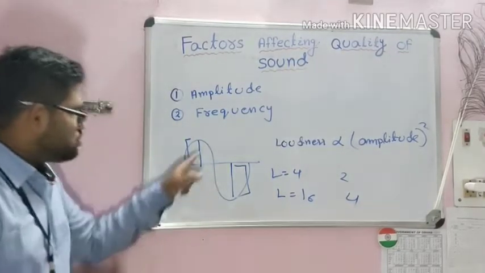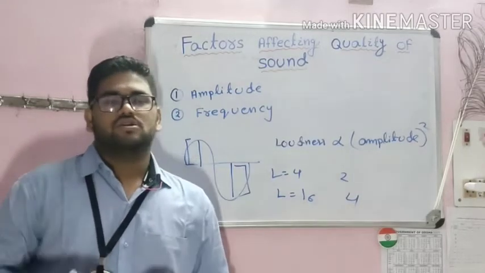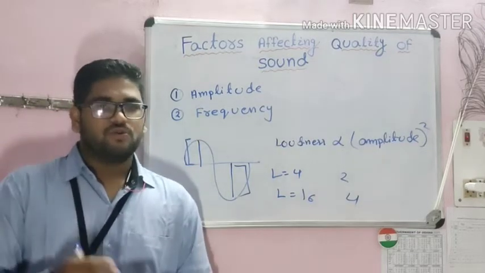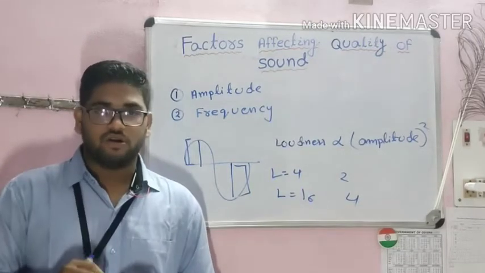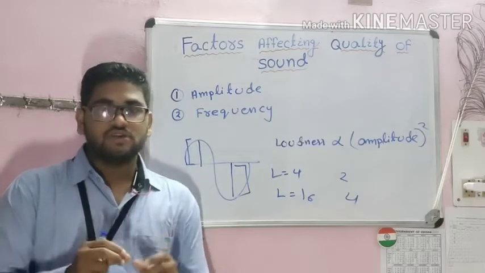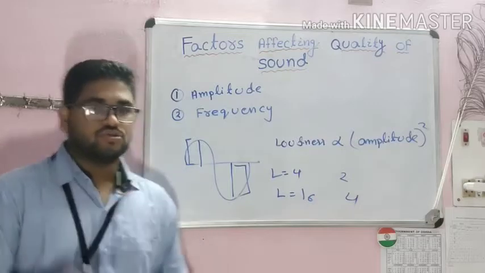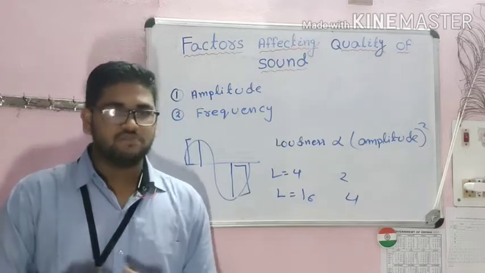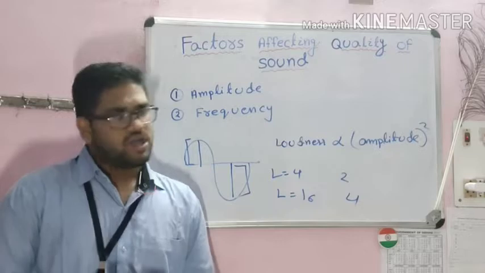If the amplitude is more, the sound will be louder. If amplitude is less, then the sound will be softer. You can remember in the third video, where we learned about hearing of sound, the three bones called ossicles, the malleus, incus and stapes. These three bones are amplifying the sound. They are increasing the amplitude, that means they are increasing the loudness of the sound. This is the concept behind that. So loudness is directly proportional to the square of the amplitude.